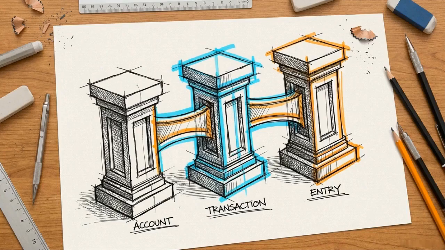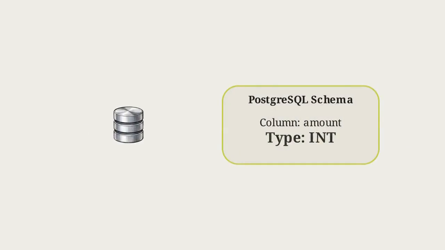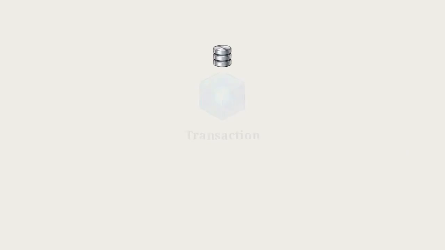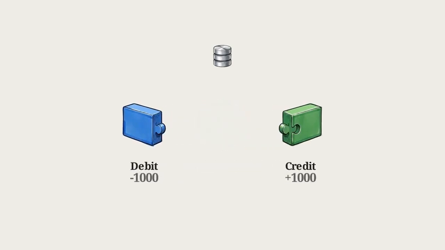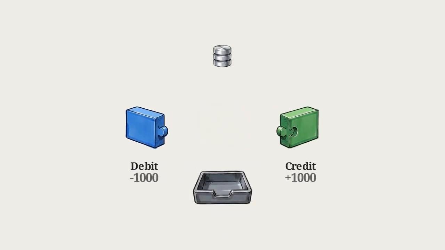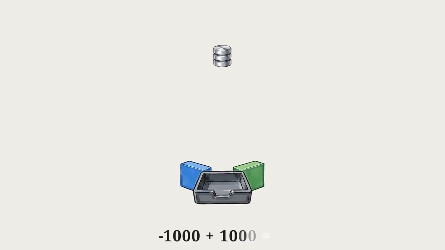The foundational data model for this operational ledger is built on three primary tables: account, transaction, and entry. The Postgres schema illustrates a critical rule. Monetary values are stored as integers, not decimals, preventing rounding errors. Within this structure, we enforce the double entry invariant. A transaction splits into two balanced entries, a debit and a credit. Their sum must absolutely equal 0, or the database rejects it.